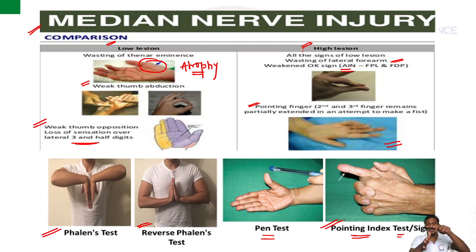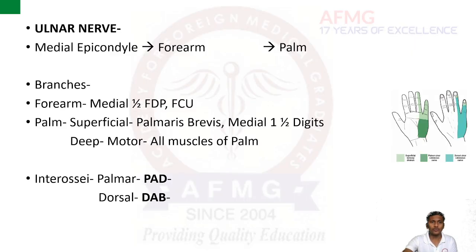As the median nerve is injured, abductor pollicis brevis would be paralyzed, and therefore the abduction would not be possible. So this is how we check for the median nerve injury via the pen test. Moving further, now talking about the last important nerve, and that is your ulnar nerve from the brachial plexus, right?